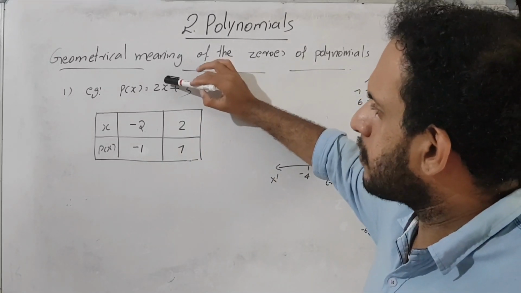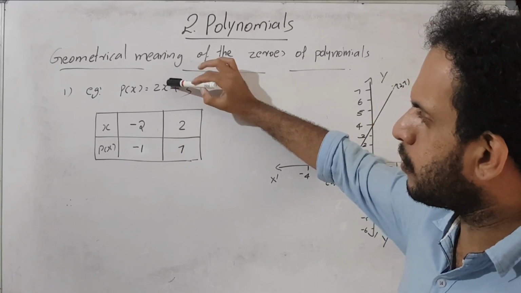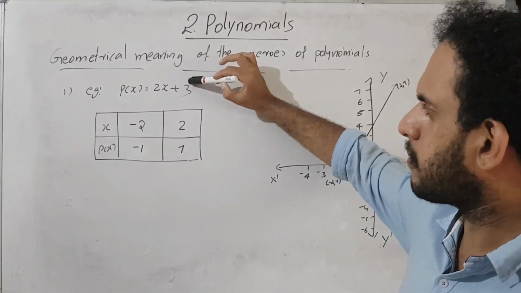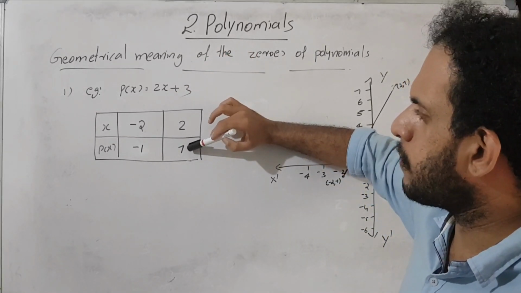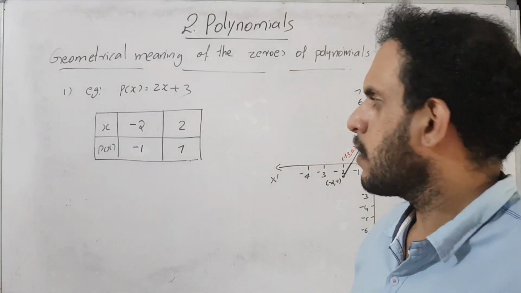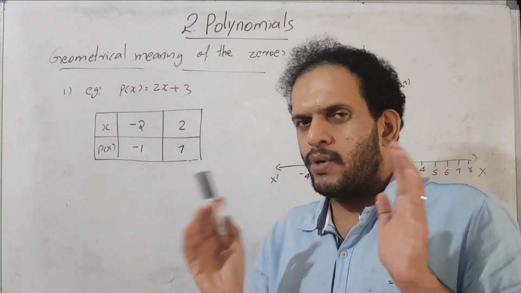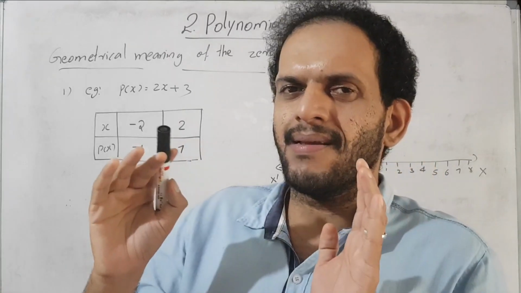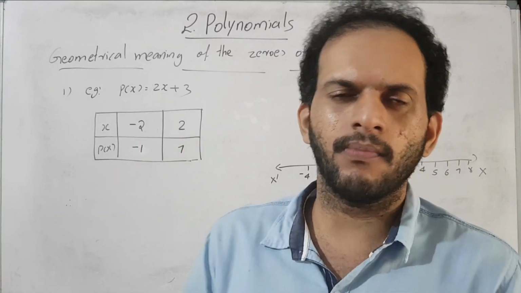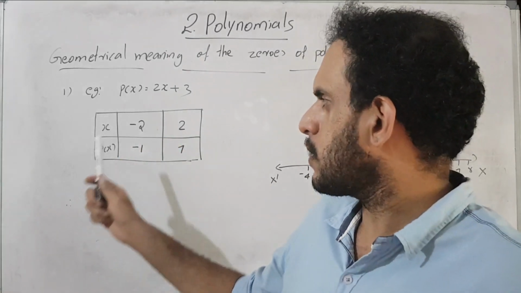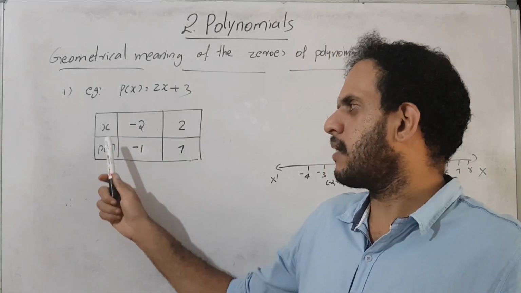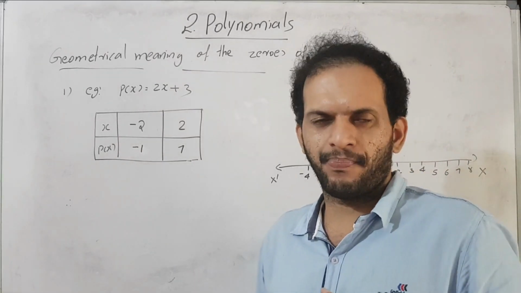Then next I choose the value of x is equal to 2. Then 2 into 2 is 4. 4 plus 3 is 7. The corresponding p of x value is equal to 7. So if we need to represent the solution in graphical form, here x is taken as the value of x and p of x as the value of y.